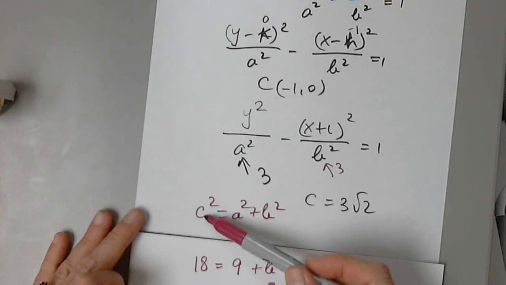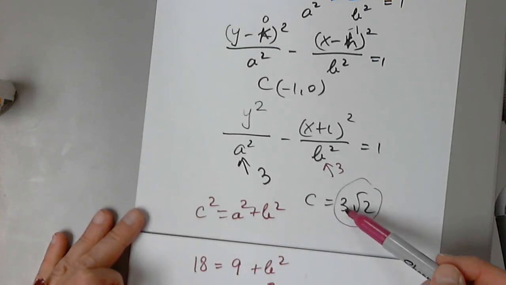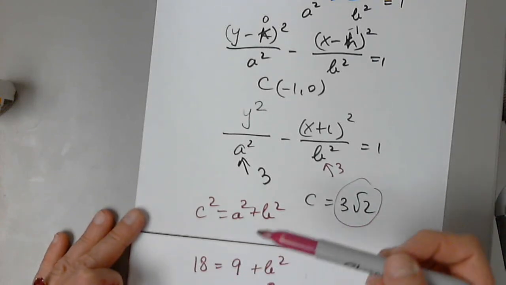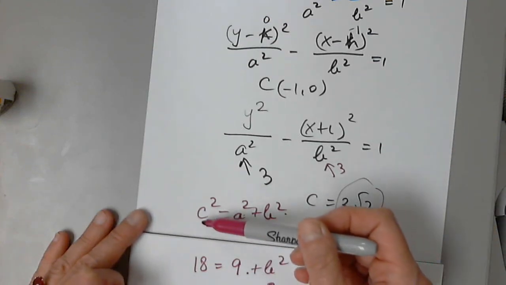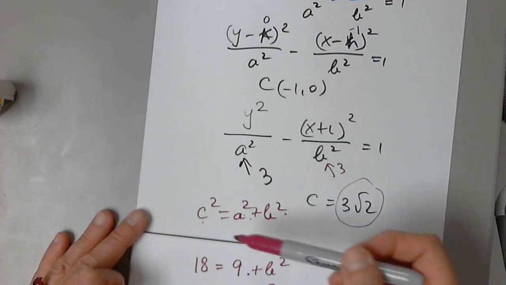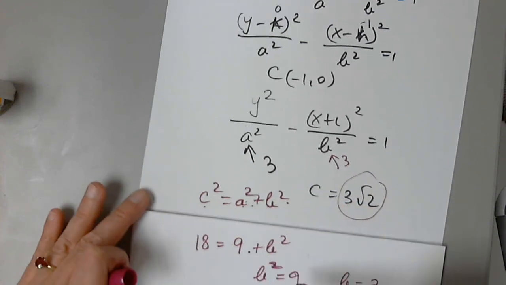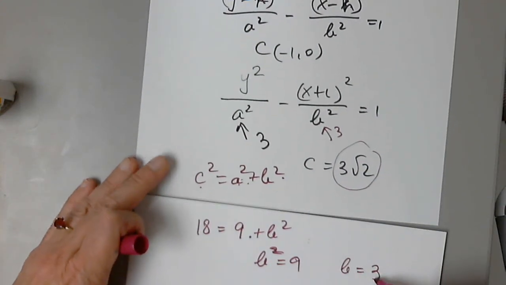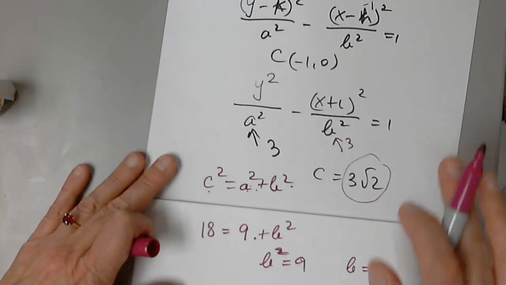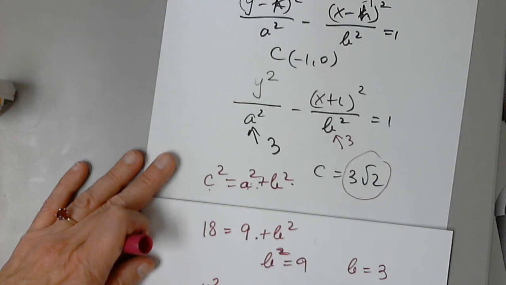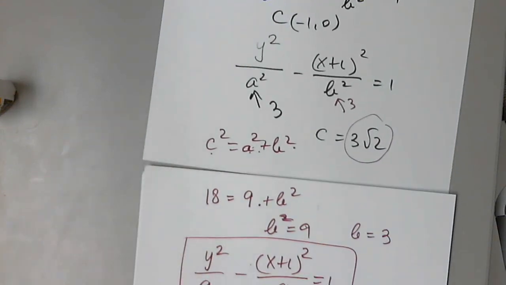So then I have c squared. When I square this, I get 9 times 2, which is 18. I have a squared, which is 9. And then b squared must be 18 minus 9, which is b squared equals 9. So then b equals 3. If b equals 3, then I have the entire equation, which is y squared over 9 minus (x plus 1) squared over 9 equals 1. And this is the equation of the hyperbola in the picture.